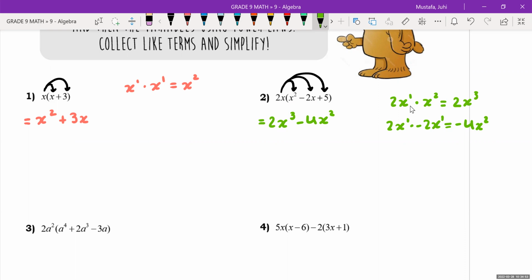Nope, because for the first one, it's just 1x times +3. You're not multiplying the x with any other x, so it just stays x to the power of 1. Okay, and the last term here is 2x to the power of 1 times +5. Can't really use power laws. There are no like terms, so we're just going to multiply 2 times 5 and attach the x. So it's going to be +10x.